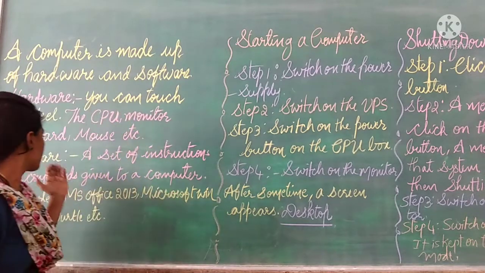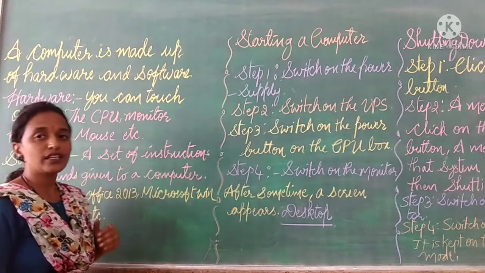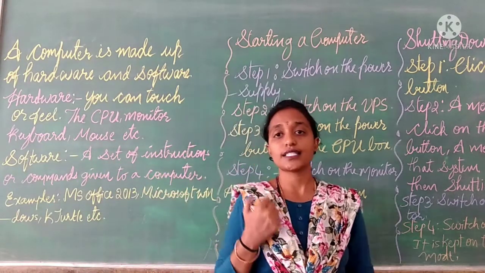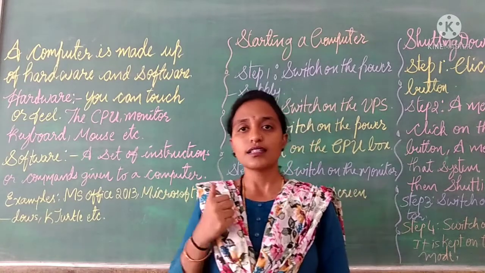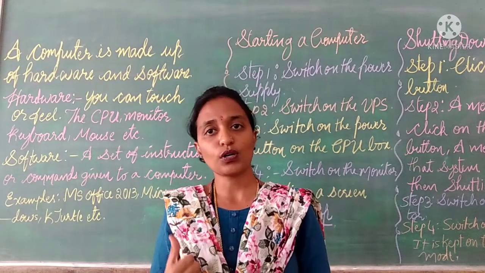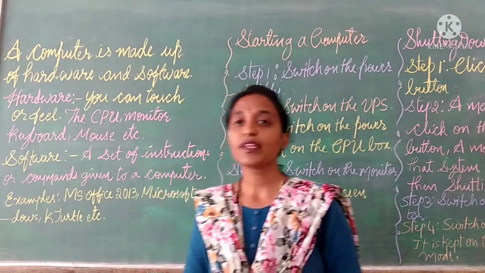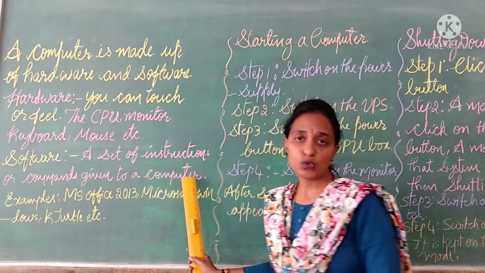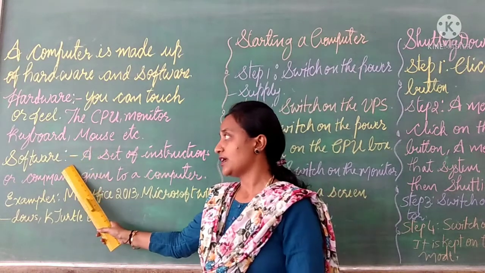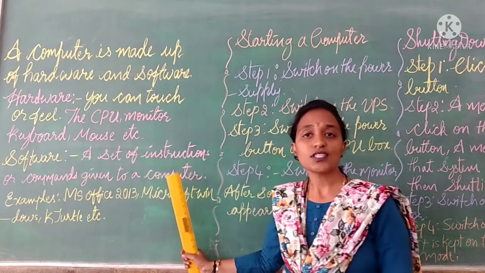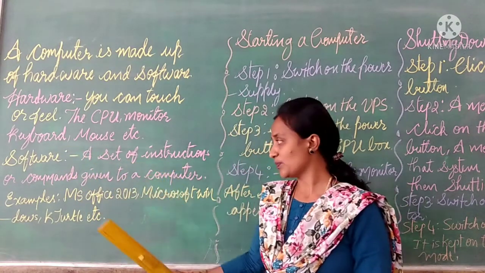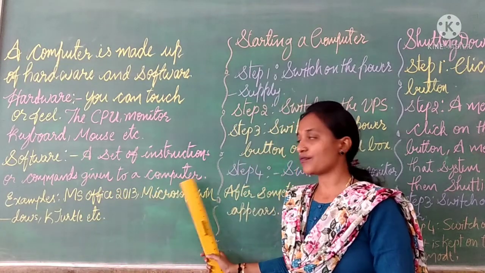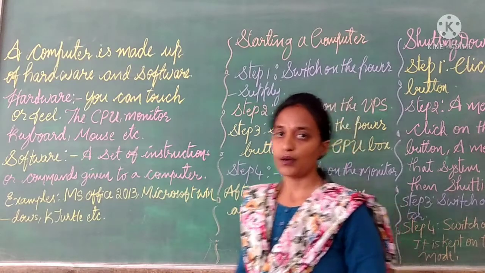Okay? Next, software. What do you mean by software? A set of instructions or a set of commands or a set of protocols. Protocols means rules. Okay? A set of instructions or commands given to a computer is called software. Here, you cannot touch the software. Example, MS Office 2013 and Microsoft Windows, etc. Okay.